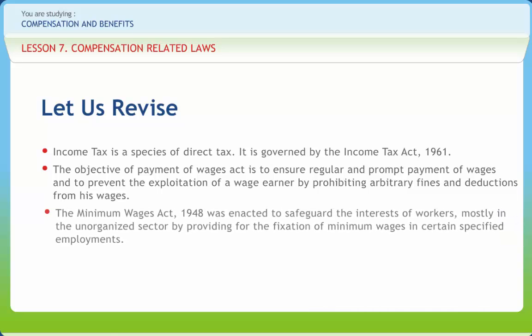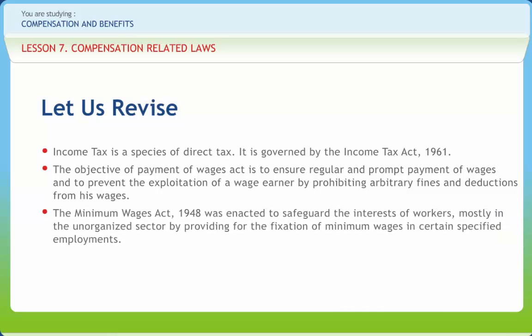The Minimum Wages Act 1948 was enacted to safeguard the interest of workers, mostly in the unorganized sector, by providing for the fixation of minimum wages in certain specified employments. It binds the employers to pay their workers the minimum wages fixed under the Act from time to time.